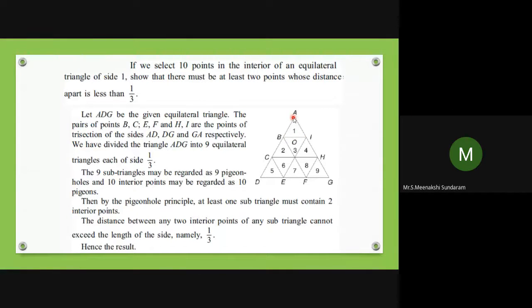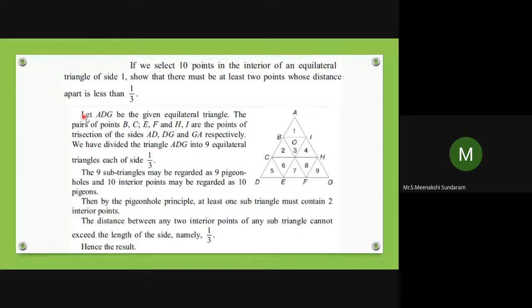That's why I divide each side of the triangle by trisection, into 3 equal parts, each 1 by 3. If it were 1 by 2, I would identify the midpoints instead. So this is ABC, with trisection into 3 equal parts: 1 by 3, 1 by 3, 1 by 3 on this side, and here also 1 by 3, 1 by 3, 1 by 3. Try to join all the points.